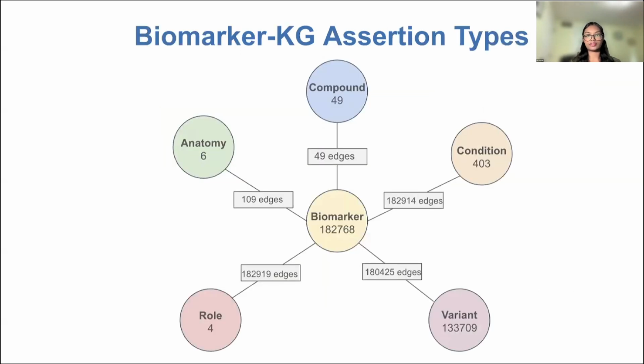And here is a summary of the different assertion types for Biomarker-KG. As you can see, biomarkers have direct relations with all of the other entities, and there are hundreds of thousands of edges and entities within the database. We see that most biomarkers all fall under one of four best classification rules, and some biomarkers are related to multiple medical conditions.